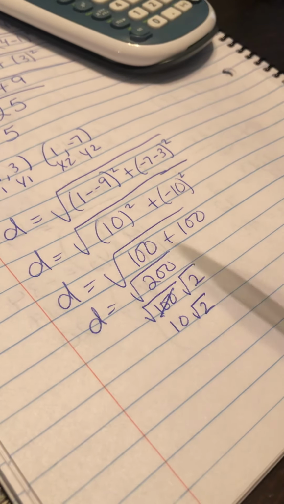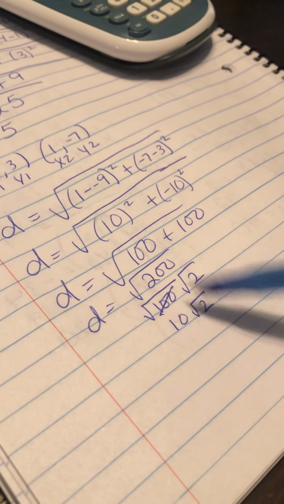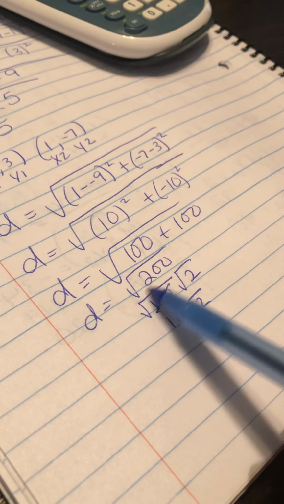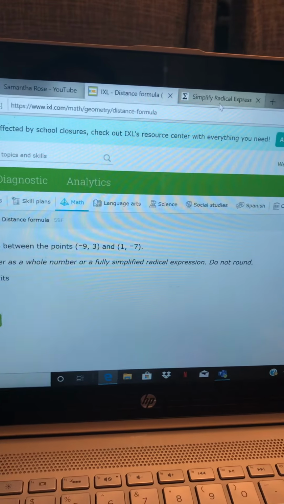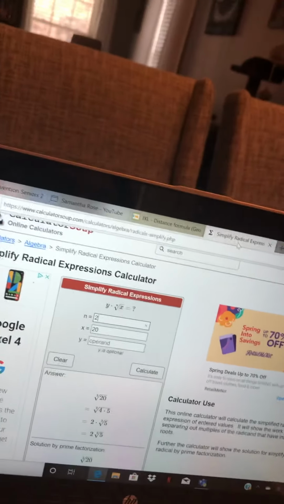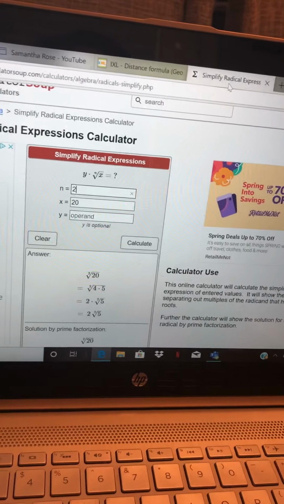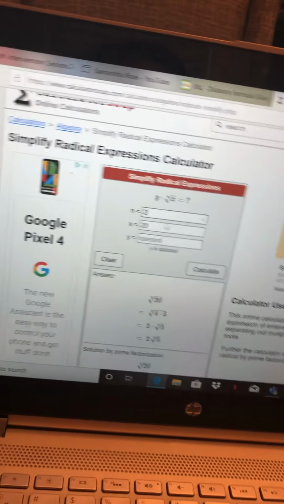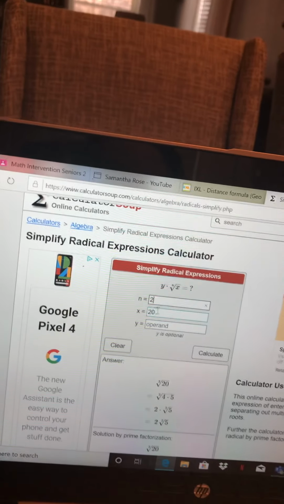Now, here's what I want you to do. If you don't have Algebra 2 and you've never studied how to do this, if you can get this far, and you know that the square root of 200 is the answer, just Google and find a radical simplify calculator on the internet. Like, I Googled it. I typed in simplify radical calculator, and I found one as soon as I Googled it. So like here, this is one I found. It's called Calculator Soup.